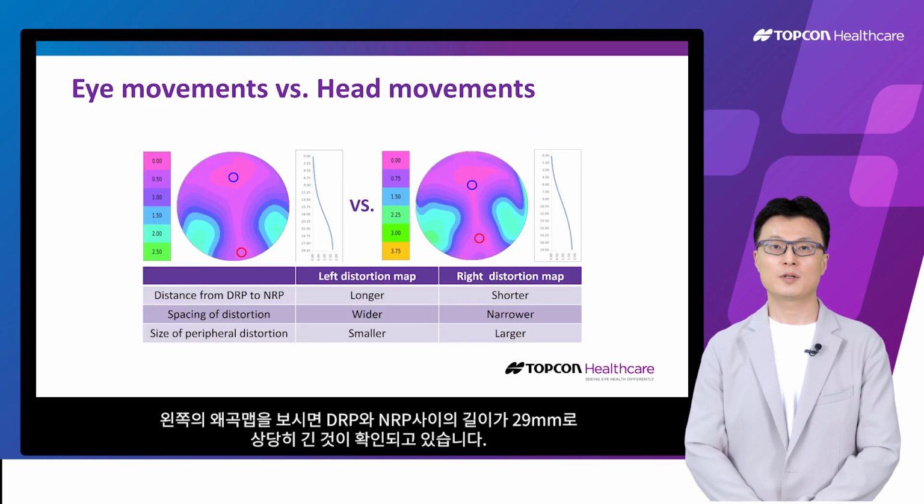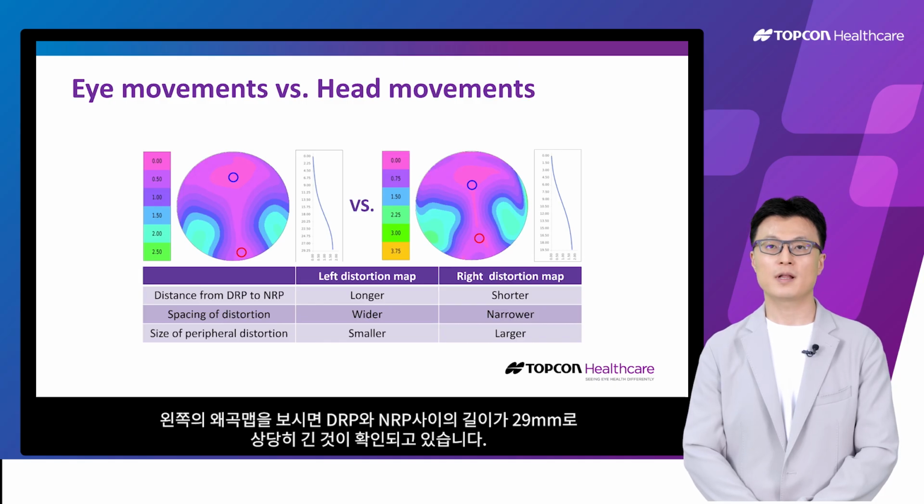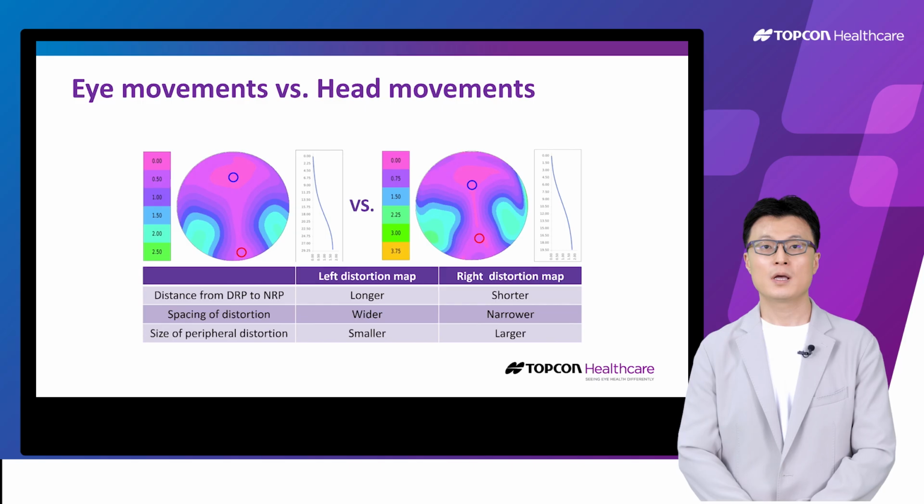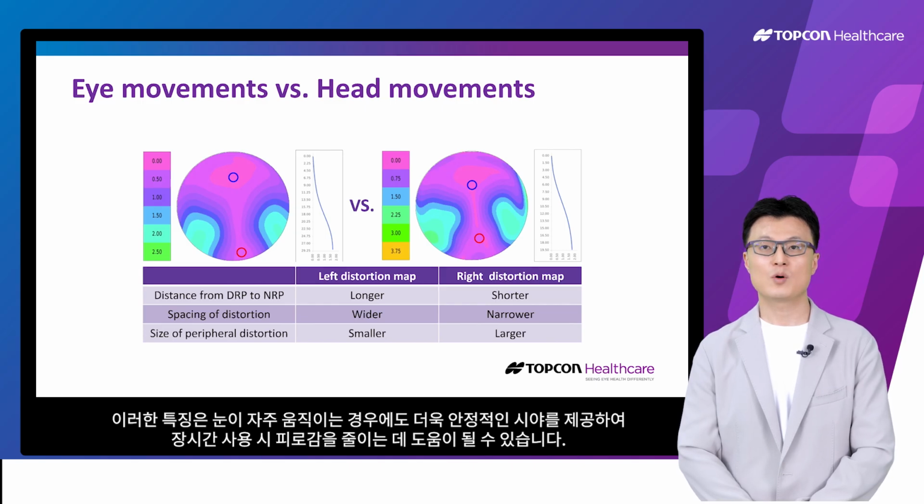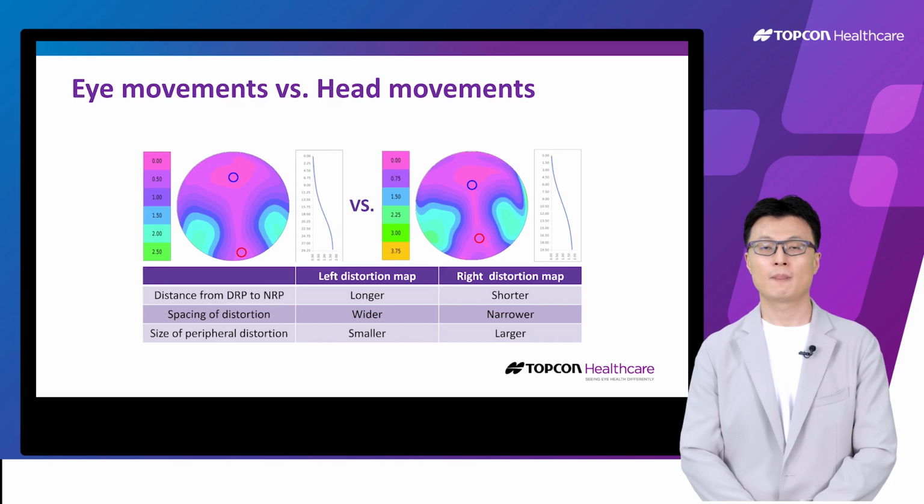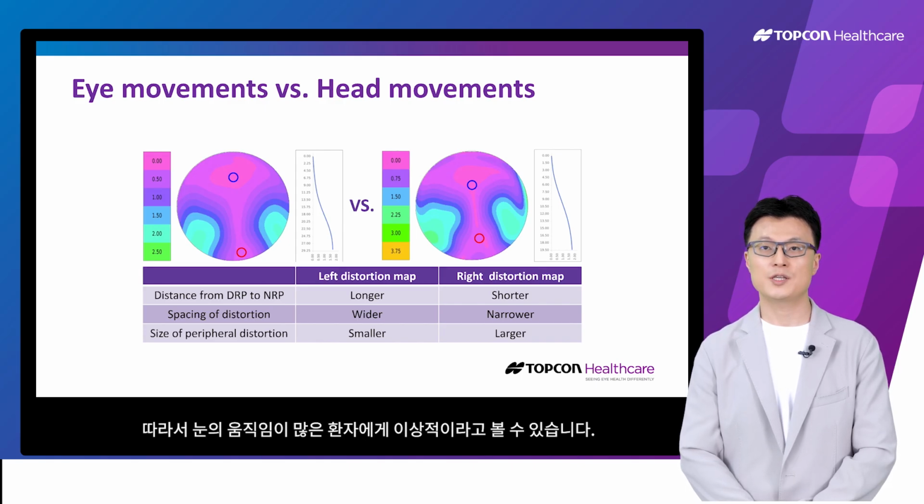Looking at the distortion map on the left, you will see that the length between the DRP and NRP is quite long at 29 mm. The spacing between distortions is wider, and the peripheral distortion is relatively small. This characteristic provides a more stable field of view even when the eyes are moving frequently, which can help reduce fatigue during extended use. This makes it ideal for patients who have a lot of eye movements.